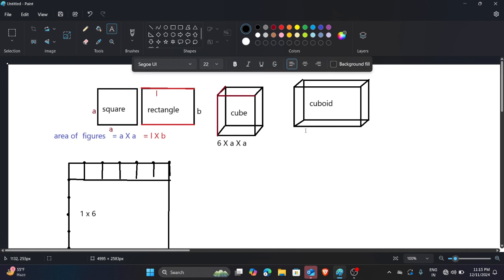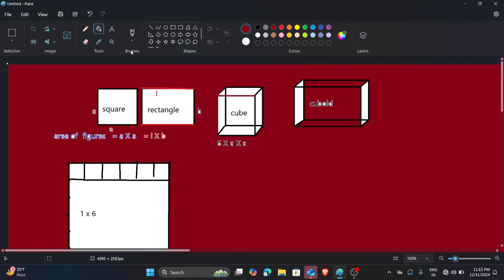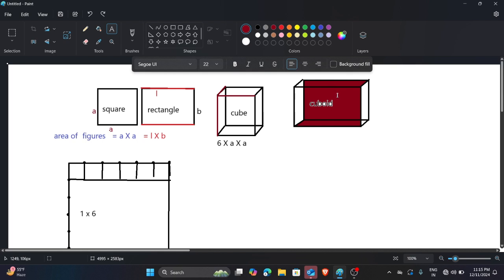Now the area of cuboid. Here you can see that a cuboid is nothing but made up of rectangles. But in the cube, because the sides of a square are similar, every side is one square. In the cuboid, you can see that this portion is equal, this portion is equal, this portion is equal, and the front portion too. These portions are the same, but these portions are not the same. They have something different on them.